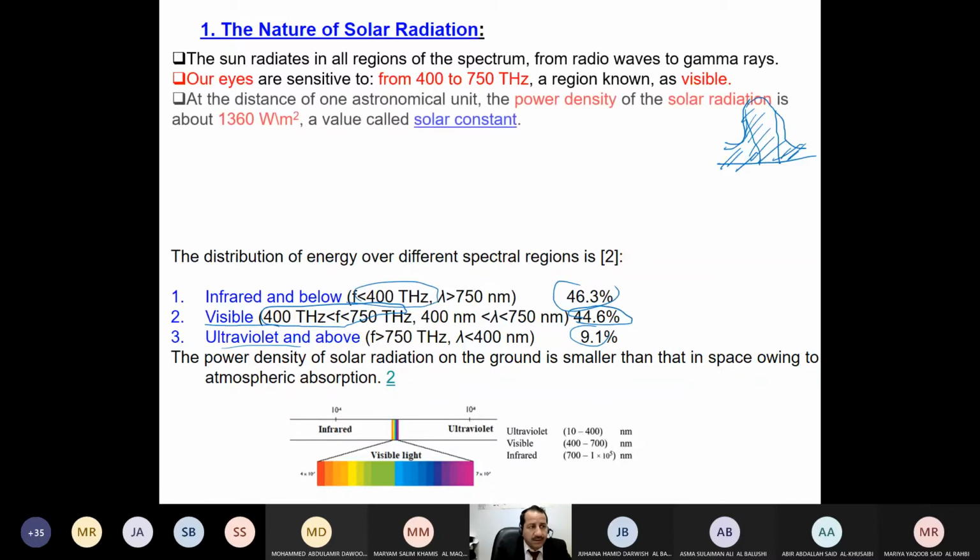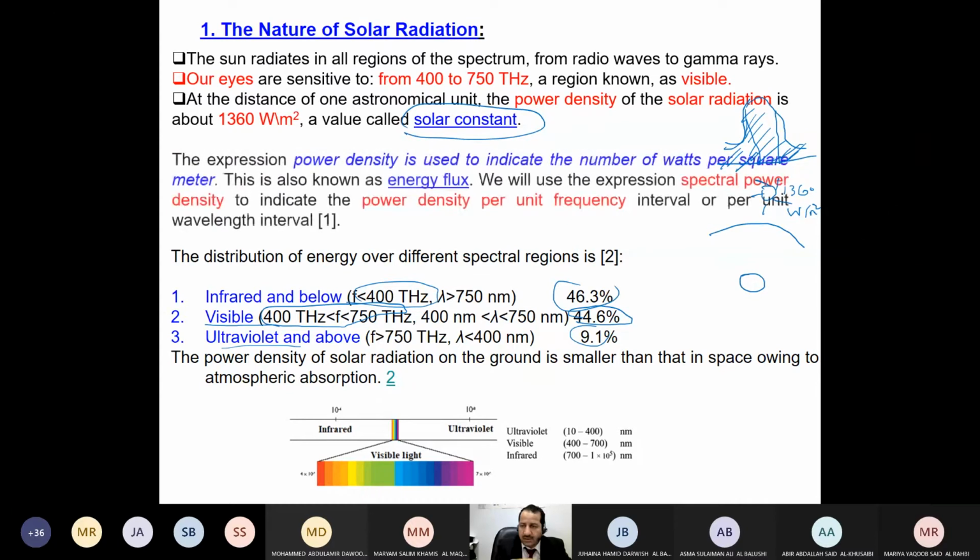Now when we look at the sun here, and this is the atmosphere, and this is my planet, the Earth. In the sun itself, 1,360 watts per square meter is the amount of power density produced. We call it the solar constant. As you can see here, it's the solar constant. It's the power density. It represents the amount of power, or sometimes they call it energy flux. If we multiply by hours, it will be energy rather than power in watts.